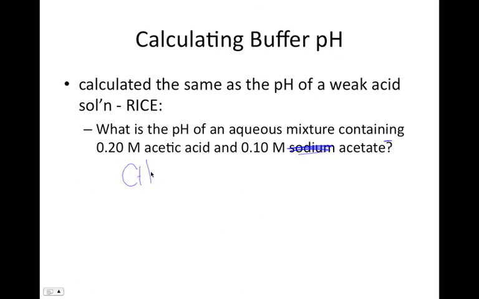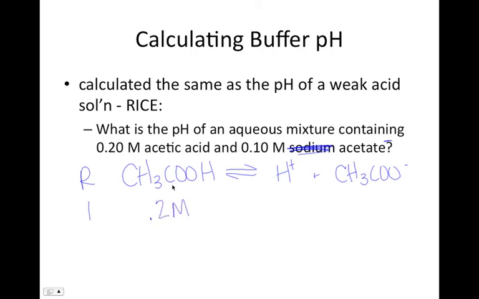So the acetic acid, CH3COOH, ionizing into the hydrogen ion and the acetate ion. So here's R. Now our initials. The initial is what you're always given in the question. So in this case, we have 0.2 molar acetic acid. We don't have any hydrogens to start out with, but we do have some acetate ions to start out with from our little salt right here. So our initial concentration of the acetate is actually 0.1 molar. And then our change is going to be minus X, and plus X.